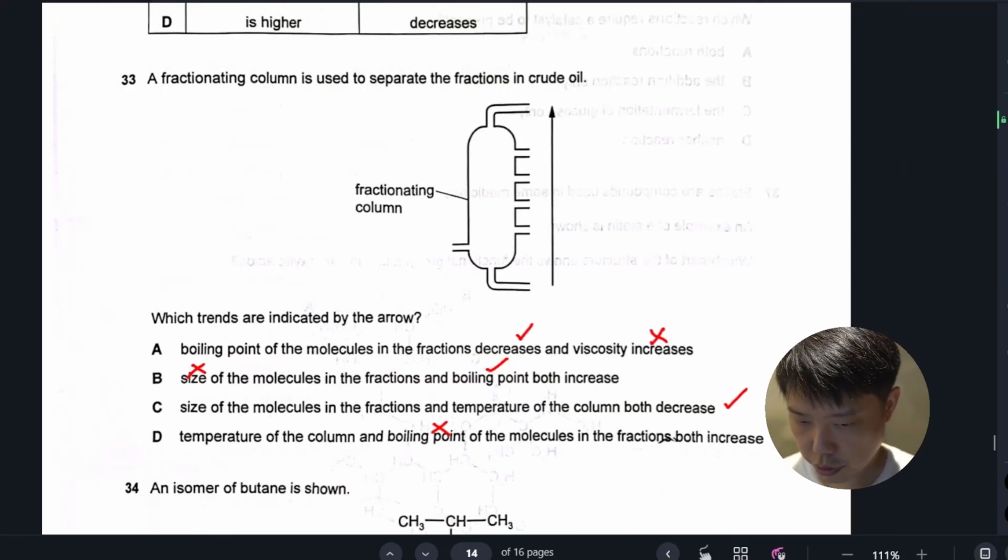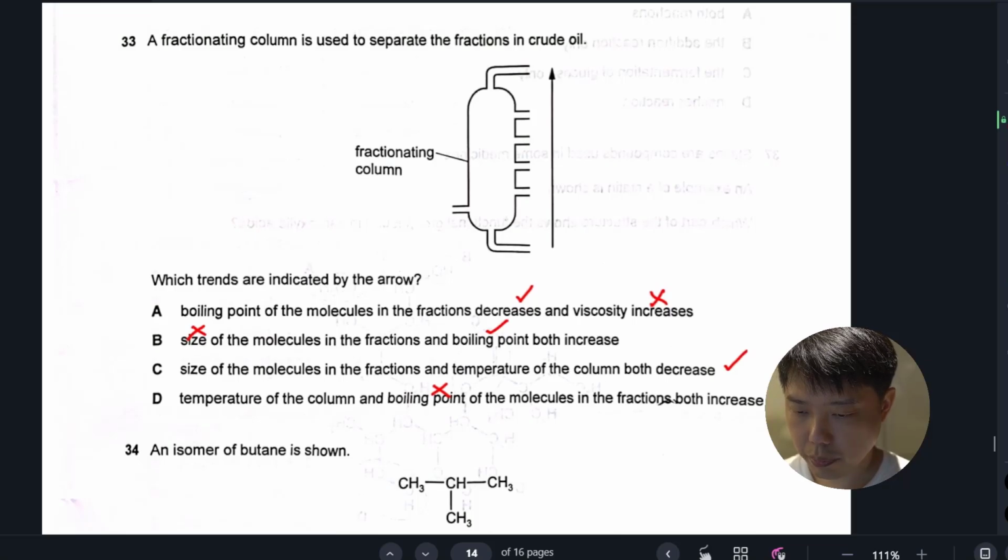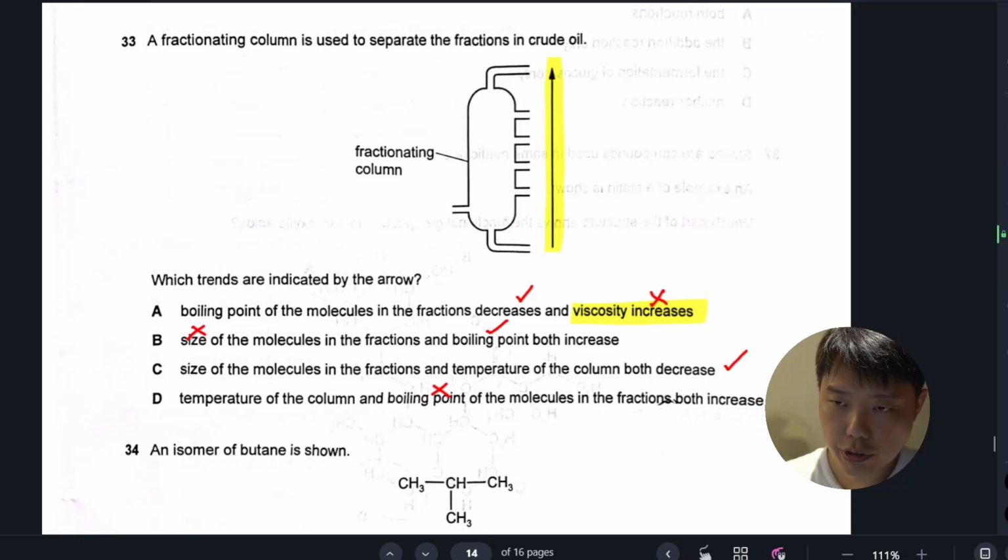Okay, so question 23 is on fractionating column to separate fractions in the crude oil. Which trend is indicated by the arrow? So this is the arrow over here. If you look at the four statements, boiling point, yes, it decreases as you go up the column, but the viscosity actually should also decrease because viscosity means the stickiness of it, which means the intermolecular forces. So intermolecular forces are actually greater lower in the column. So viscosity actually decreases going up the column.